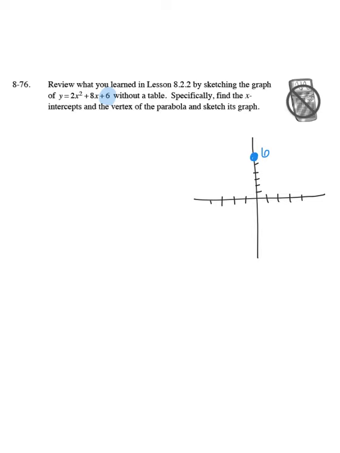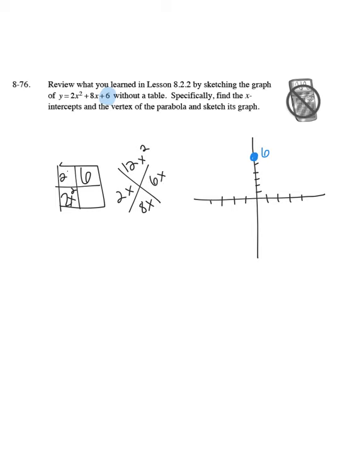Now I try to factor. We need to pick two numbers that are going to multiply to 12x squared and add to 8x. So that would be 2x and 6x. So put those into our problem. 2x, 6x. Take out the common factor. There's a 2x here, x here, 6, and 1. So we've got 2x plus 6 and x plus 1.